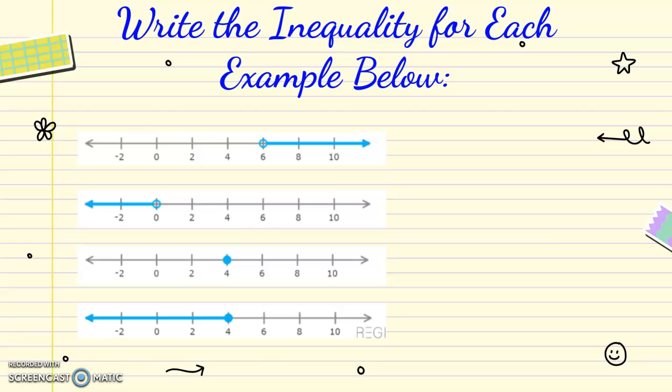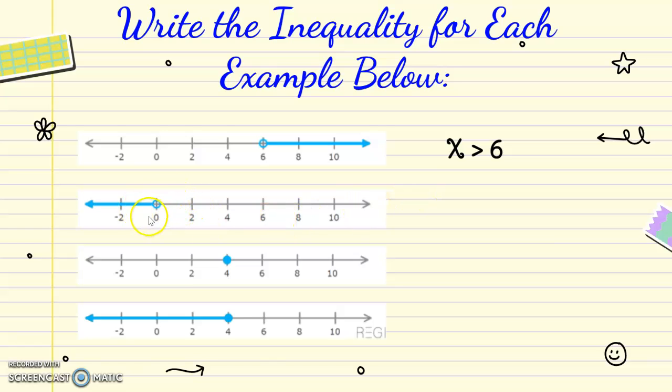So now we're going to go the opposite direction. We're going to be given the graph and we need to write the inequality. So notice on the first example, there is an open circle at the 6. So I know I need a variable. It doesn't matter what variable I use. And then all my shading is larger than 6. So I can say x is greater than 6 because all my shading is greater than 6.